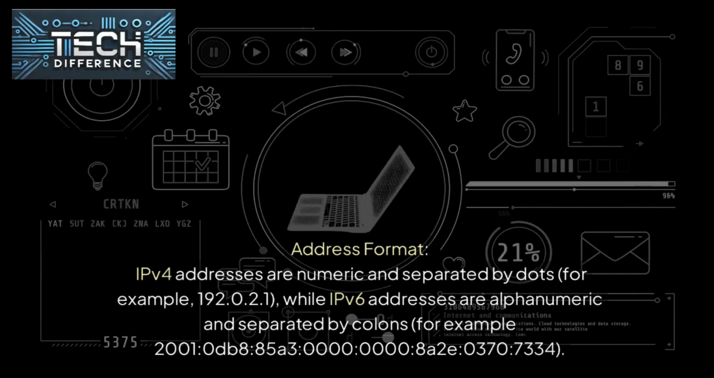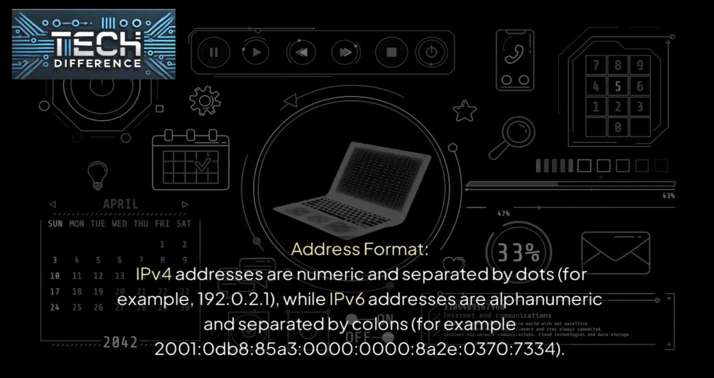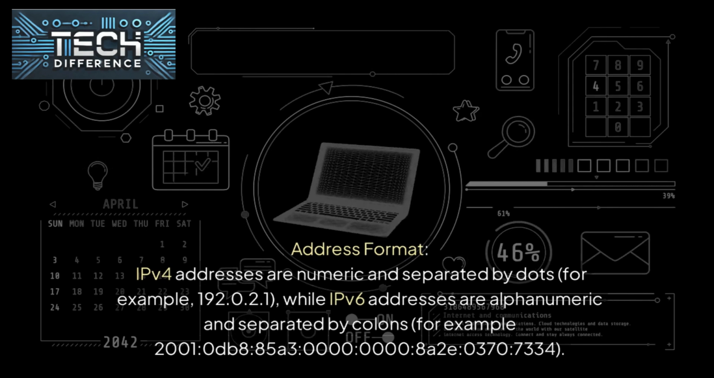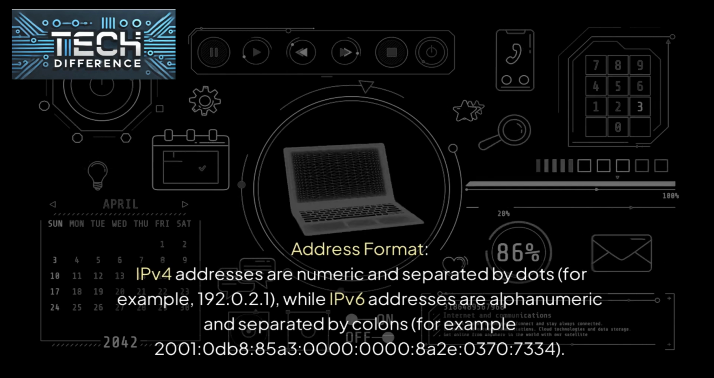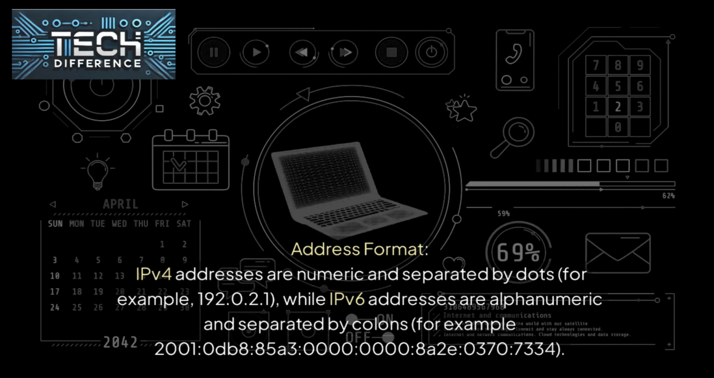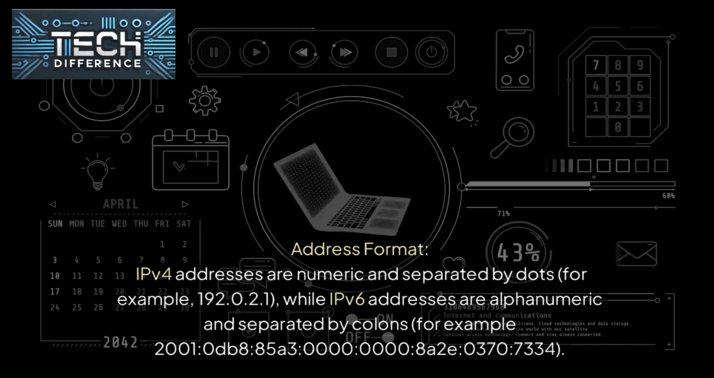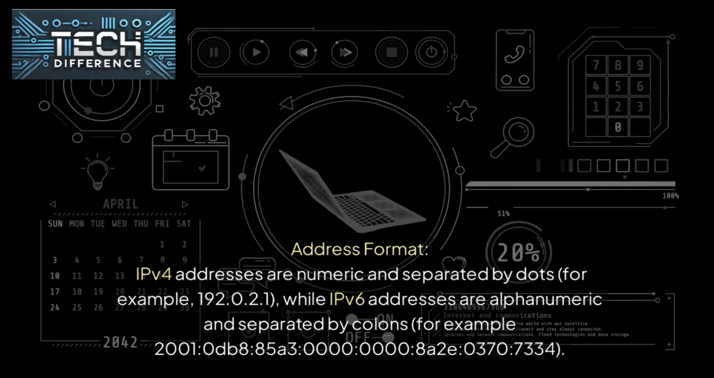Address format. IPv4 addresses are numeric and separated by dots, for example, 192.0.2.1, while IPv6 addresses are alphanumeric and separated by colons, for example 2001:0db8:8583:0000:0000:8a2e:0370:7334.